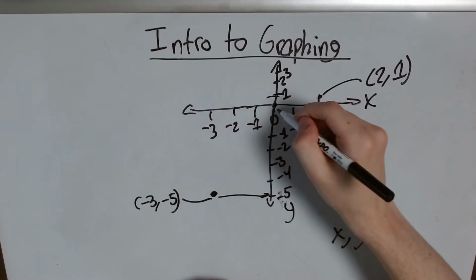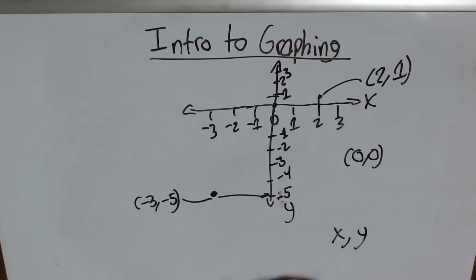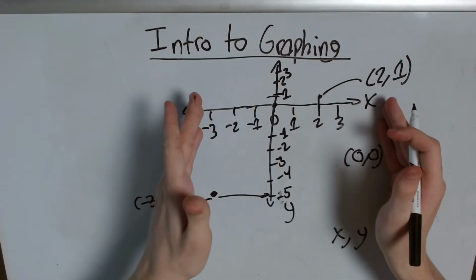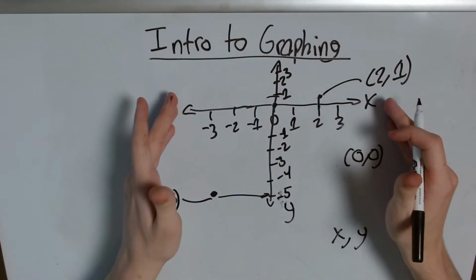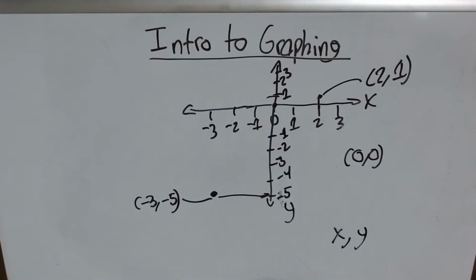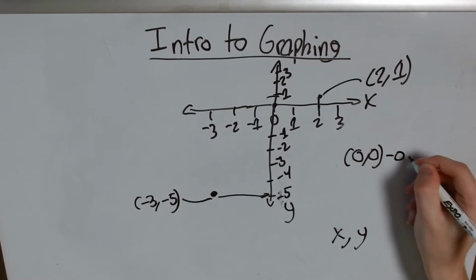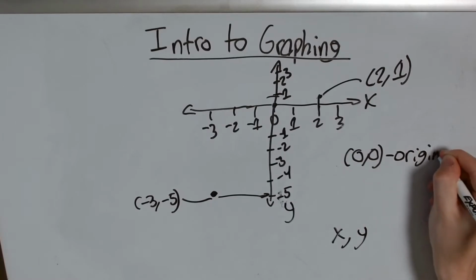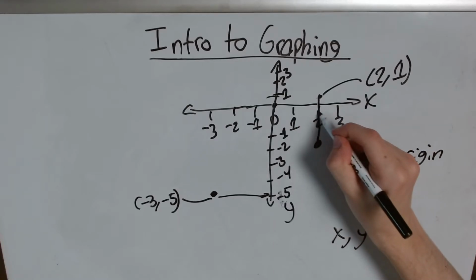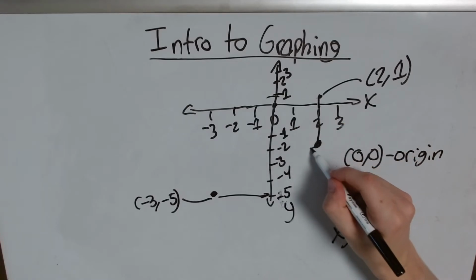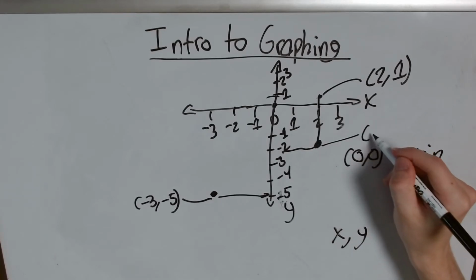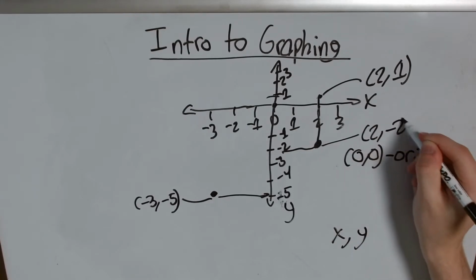Now, we call this point by another name, and that's the origin. Because both lines, our x and our y, meet at (0, 0). So we can call it the origin. Let's do some more practice. What's this point here? Well, we have a 2 at x and a -2 at y. So this point here is (2, -2).